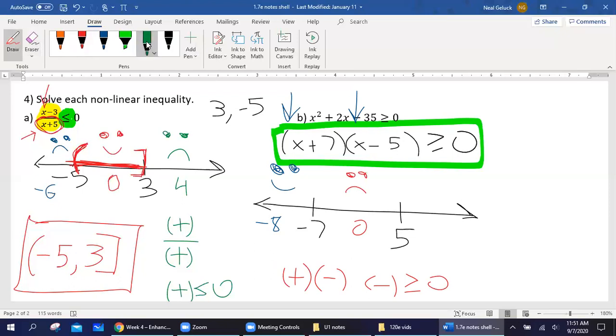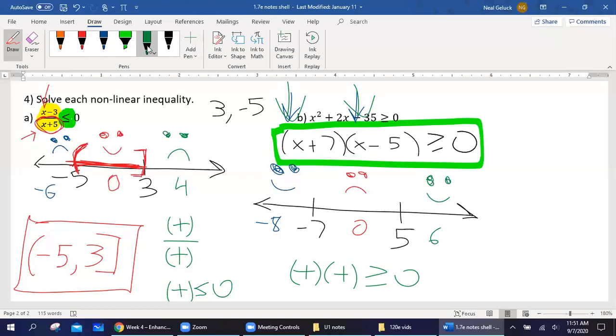And if I test a number to the right of 5, like maybe 6, 6 would make the first factor positive. 6 would make the second factor positive. Again, I'm plugging these in for x. That would definitely be bigger than or equal to 0, so stuff over here worked. So this is the one where the stuff in the middle didn't work, but the stuff on the ends did.